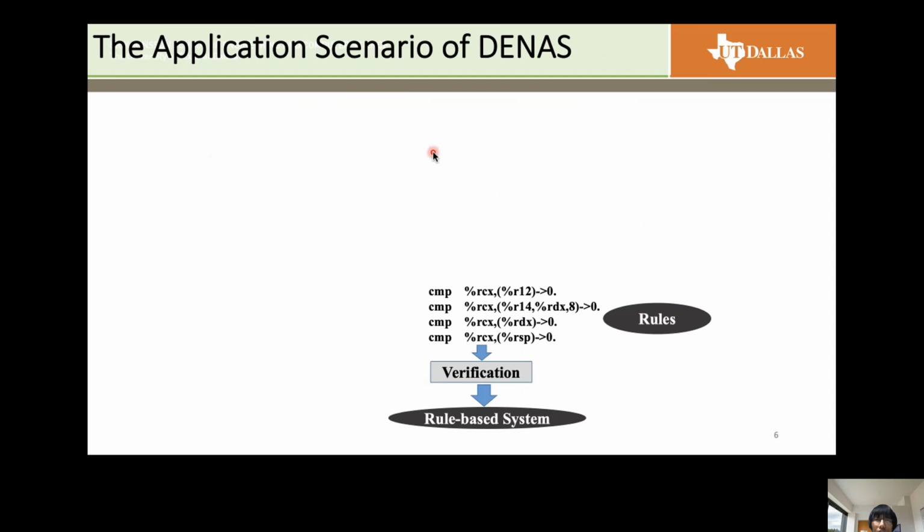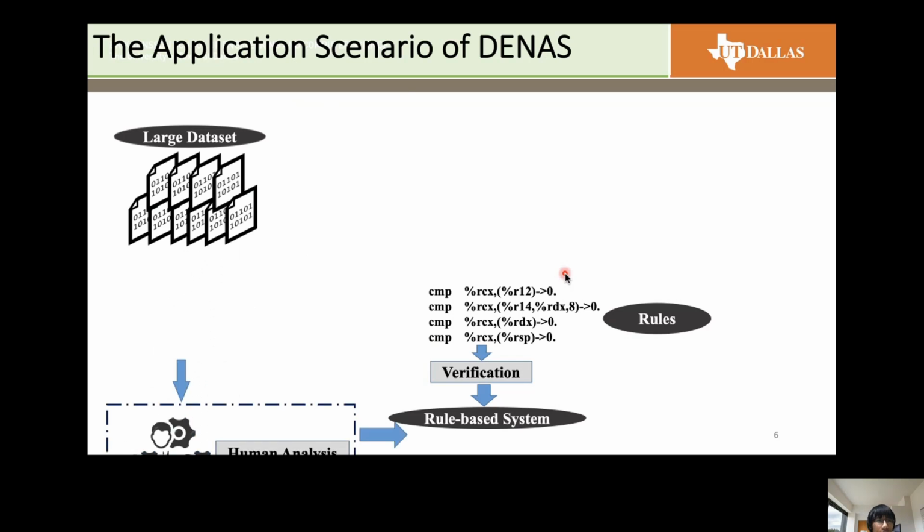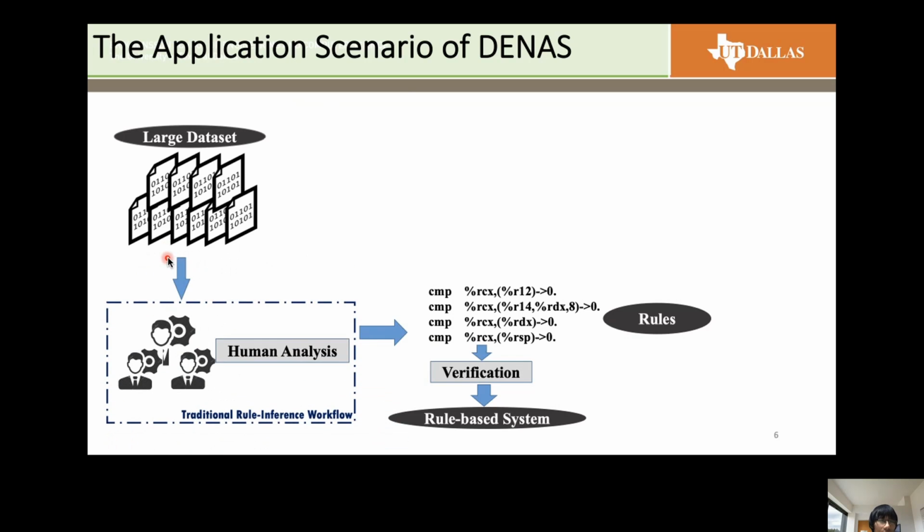Let's first review how to build a rule-based system. To build a rule-based system, it requires a set of rules. To get such a set of rules, it requires the domain-specific experts to analyze a large dataset. Based on their knowledge, they would produce such a set of rules. However, this phase is usually quite expensive, which requires much manual efforts.